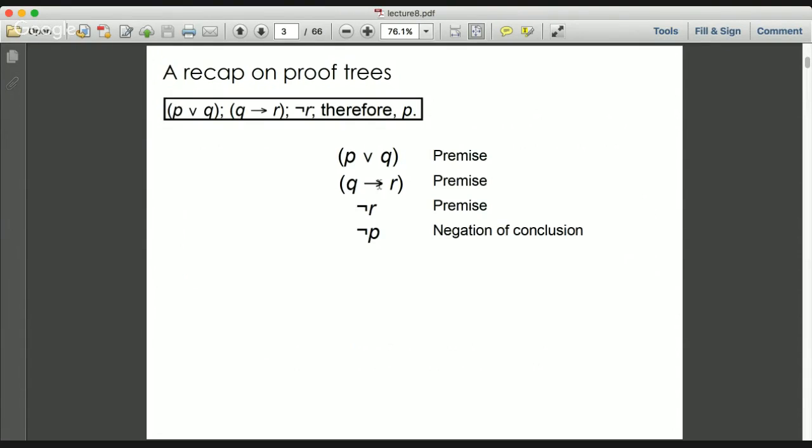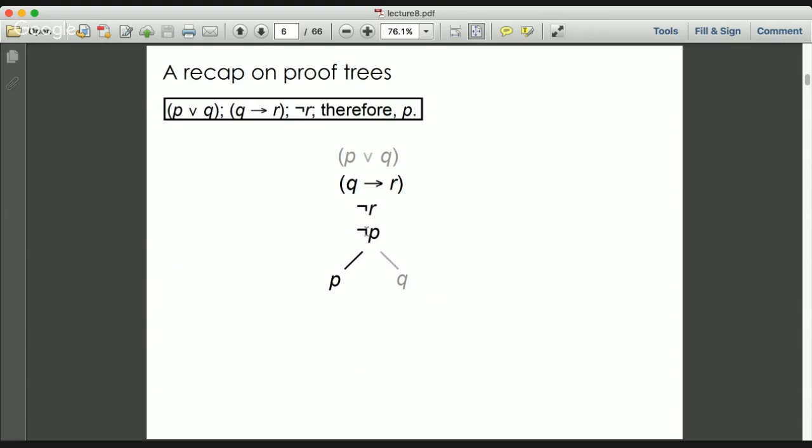So here's our argument. It says P or Q, if Q then R, not R, therefore P. So we write out all the premises along with the negation of the conclusion. Let's start unpacking the premises. So we apply the unnegated disjunction rule first.